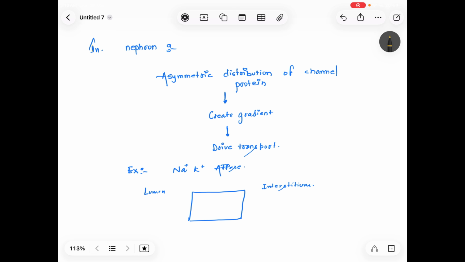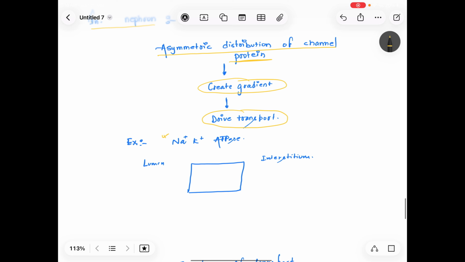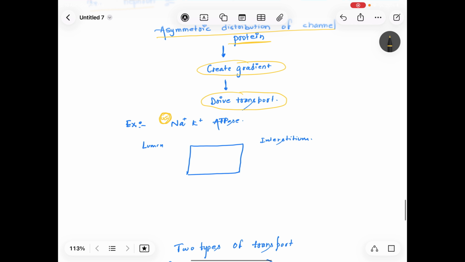So in all the cells of the nephron, there is asymmetrical distribution of the channel proteins, which creates a gradient which further drives transport. For example, we have sodium potassium ATPase. We'll understand with the example. Suppose this is a cell of the nephron. This is the apical membrane, this is the basolateral membrane, this is another cell and this one is the lateral membrane, attached with a tight junction. This is the lumen and this is the interstitium. So I told you there is asymmetrical distribution of the channel which creates a gradient.